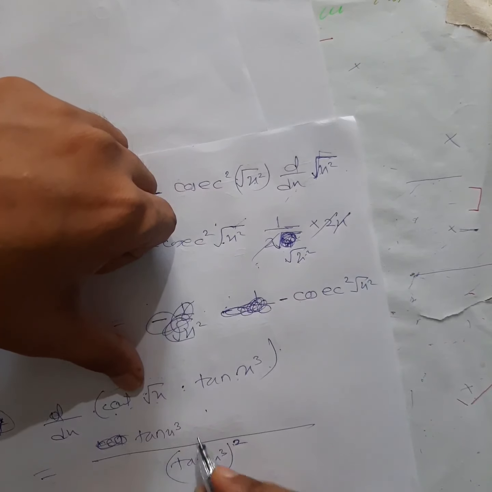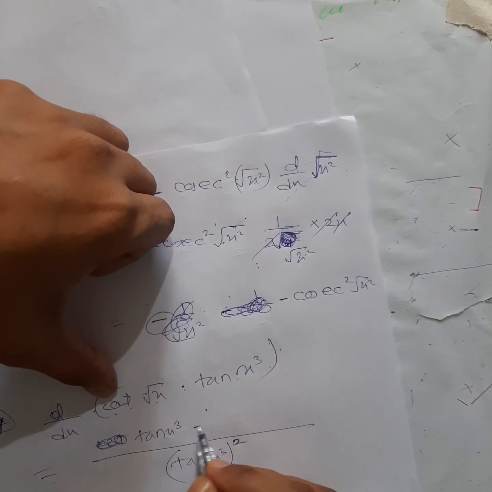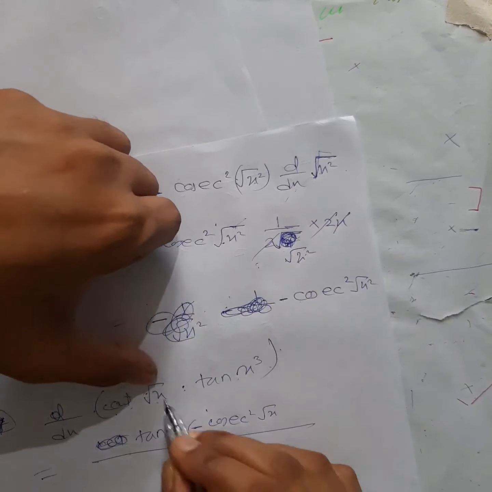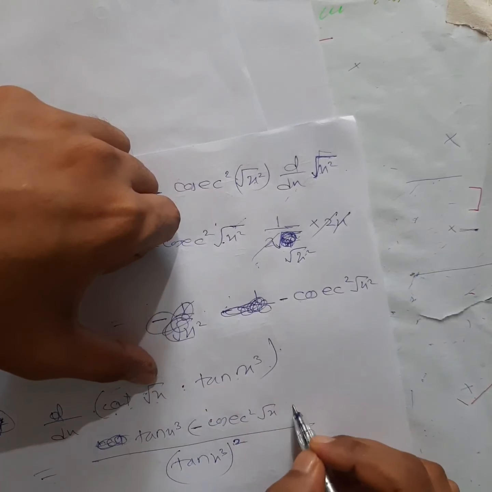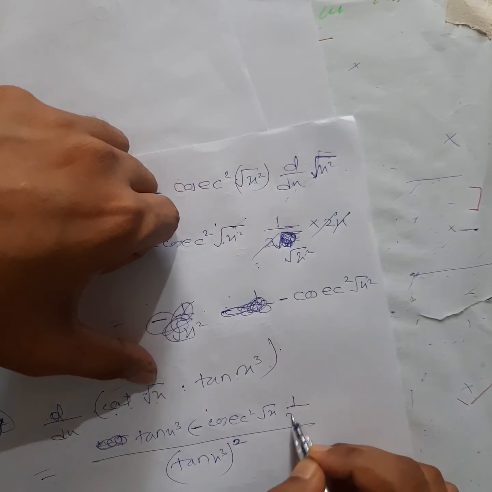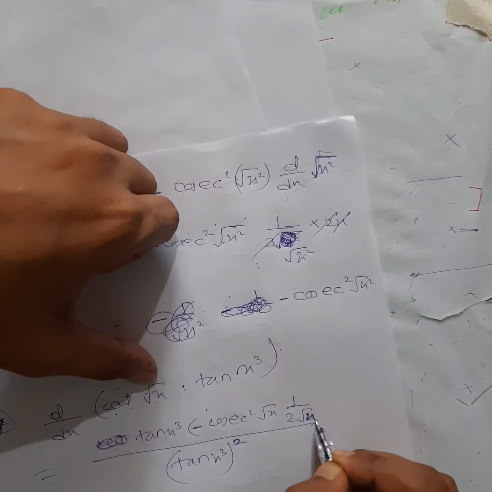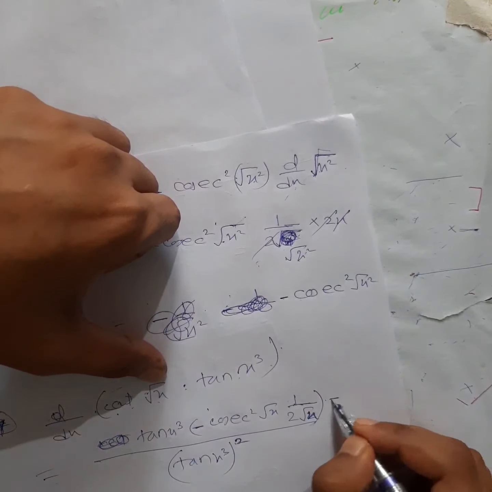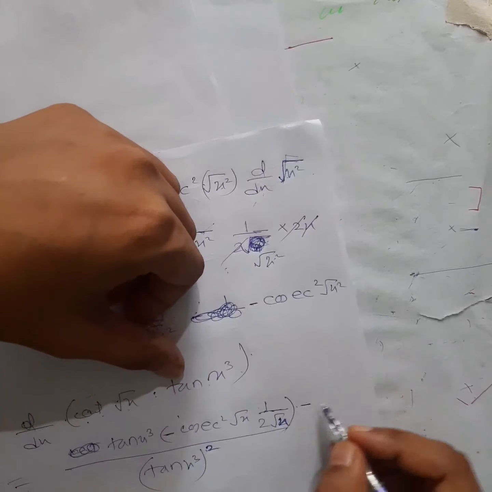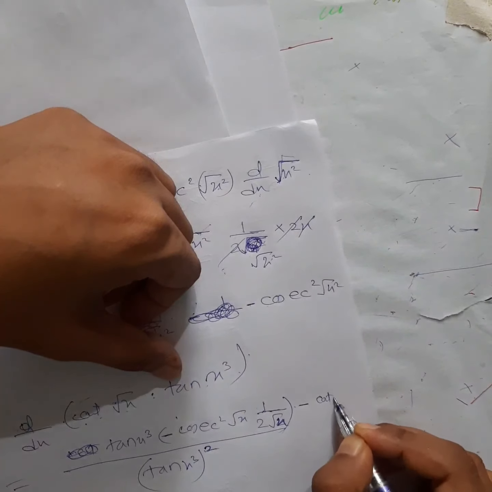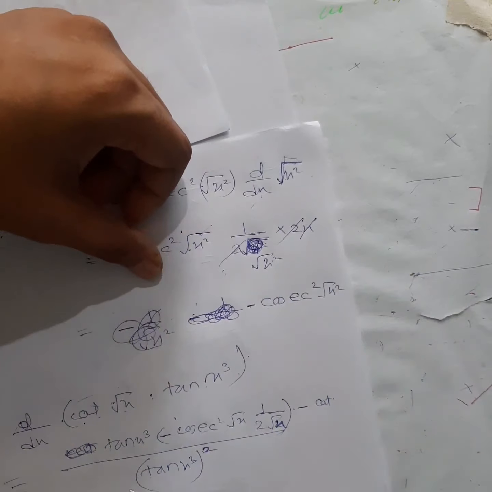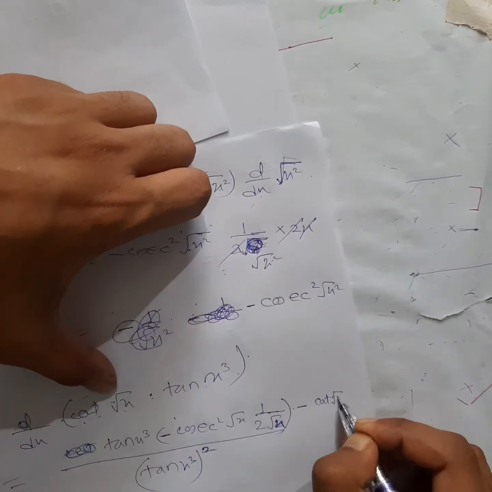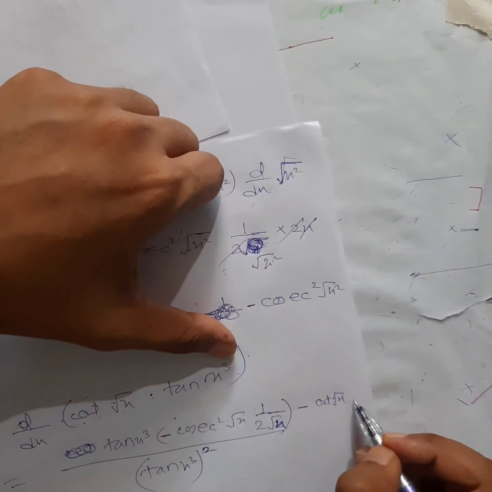So derivation of cot root x. So co-family minus will come, cosec square x, but in place of x again root x you have to derive again. So root x is 1 by 2 root x. Okay, so this is the derivation of first portion. Minus, next second portion we will leave cot, we will leave cot as it is and we will derive 10x cube.